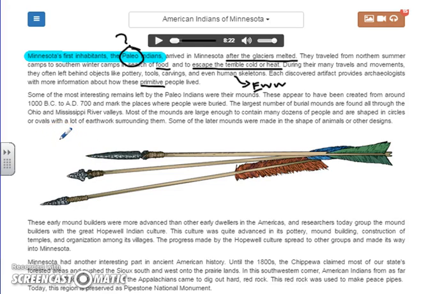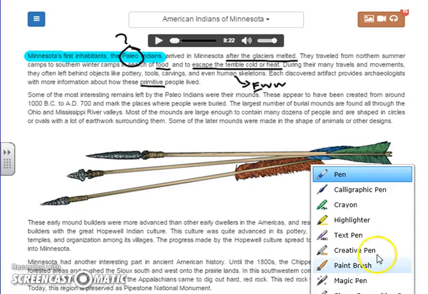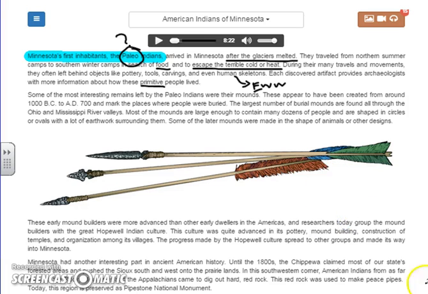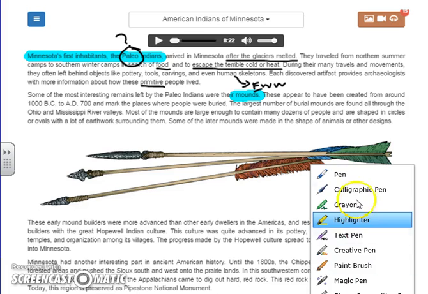Some of the most interesting remains left by Paleo-Indians were their mounds. These appear to have been created from around 10,000 BC to AD 700 and mark the places where people were buried. The largest number, so right now it looks like they're talking about these mounds. I'm just stopping halfway through and I notice they keep talking about these mounds. So I know that that's going to be a main idea. They're mounds.